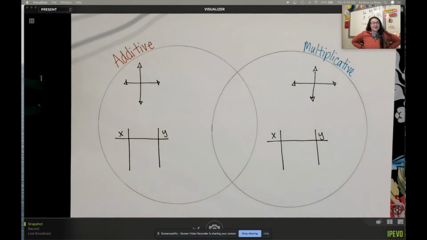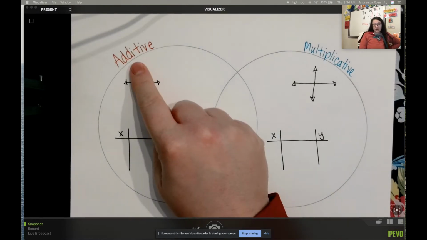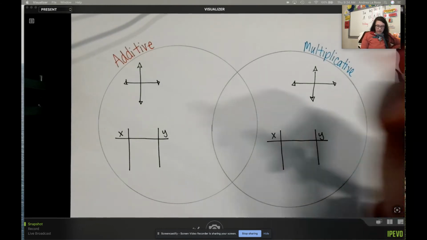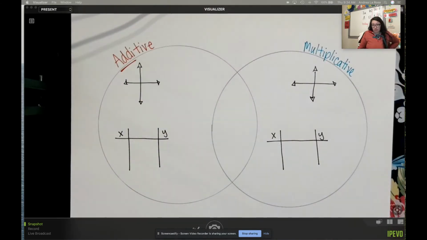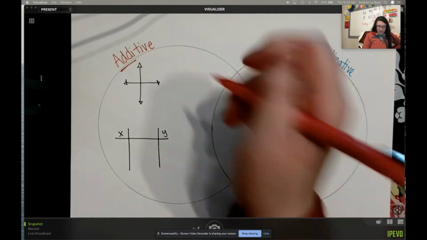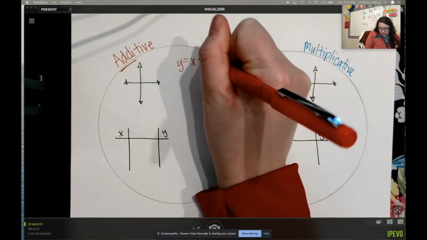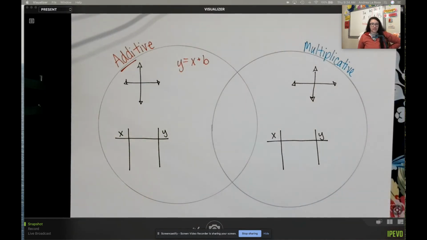All right, so this is going to be a quick little intro of us reviewing additive and multiplicative relationships. When I'm thinking about an additive relationship, that keyword in there, add, it's exactly what's going to happen in the equation. Our equation would be y equals x plus some number b.